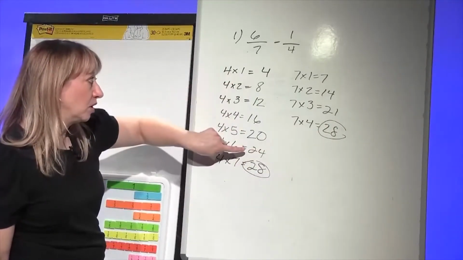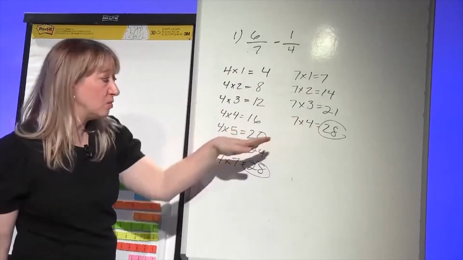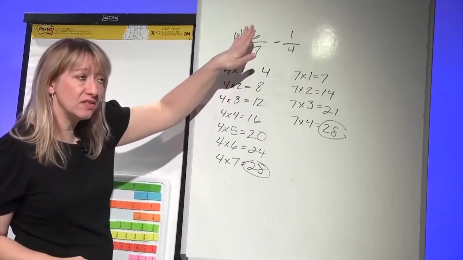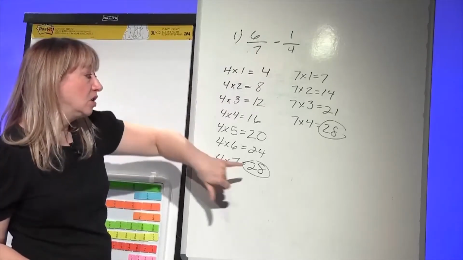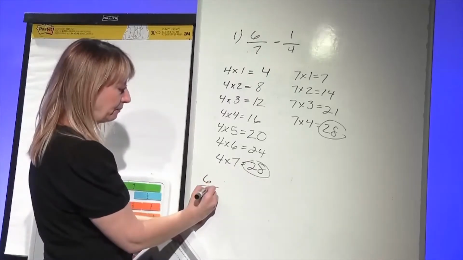None of these numbers work. None of these numbers are the same over here. So I have to find the lowest one possible that works for both numbers. So that means now I'm changing each of these fractions to an equivalent fraction using this as my common denominator. And I do that one at a time.